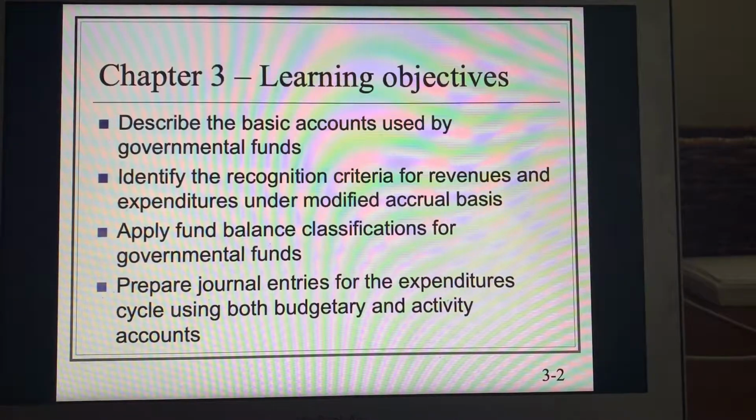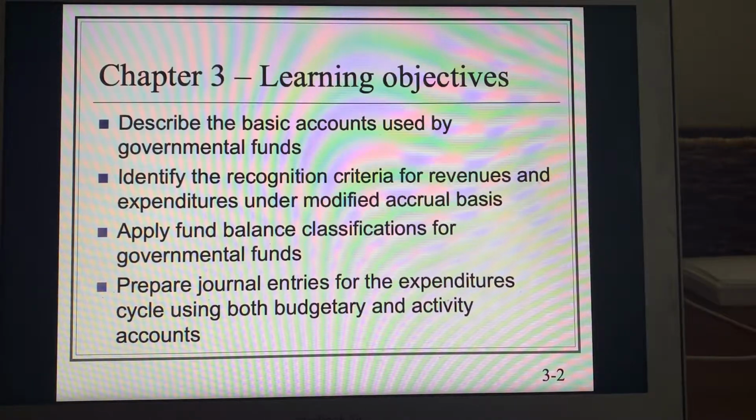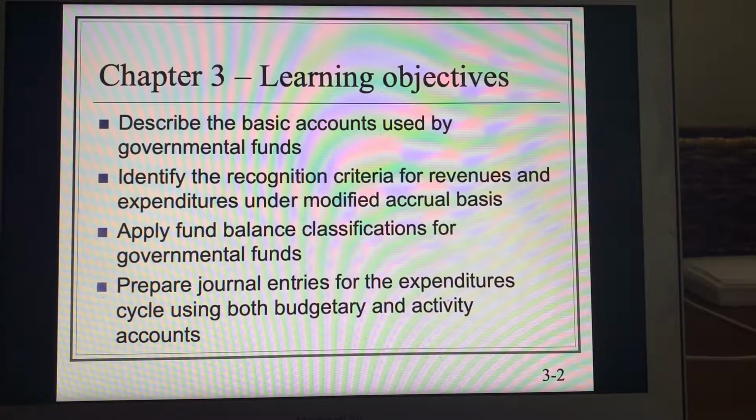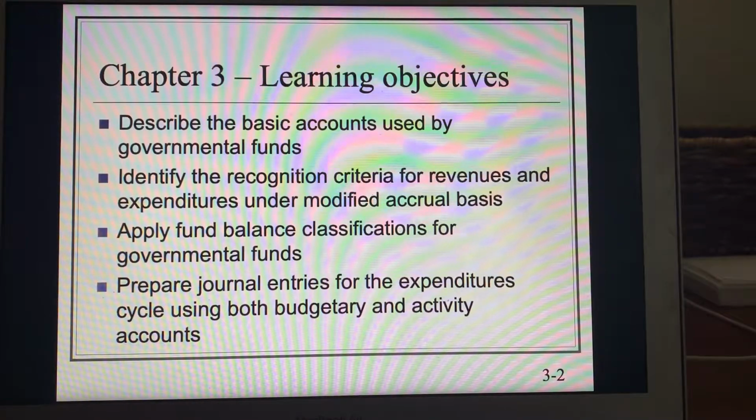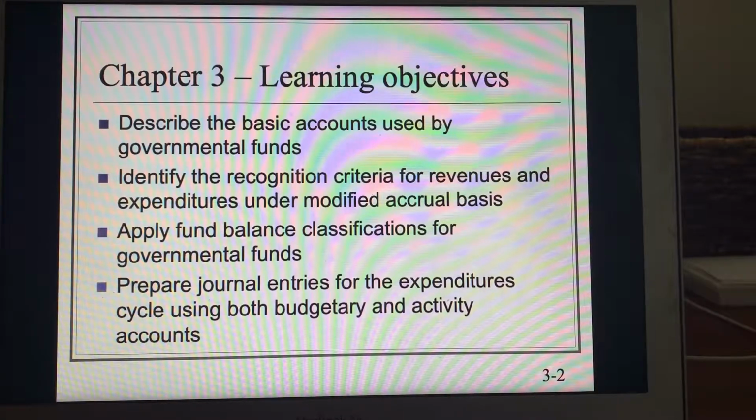So the learning objectives are as follows. There are 4 of them. Describe the basic accounts used by governmental funds. Identify the recognition criteria for revenues and expenditures under modified accrual basis. And I did provide a video about the modified accrual basis and full accrual basis. The third one is apply fund balance classifications for governmental funds. Prepare journal entries for the expenditures cycle using both budgetary and activity-based. So those are the objectives.